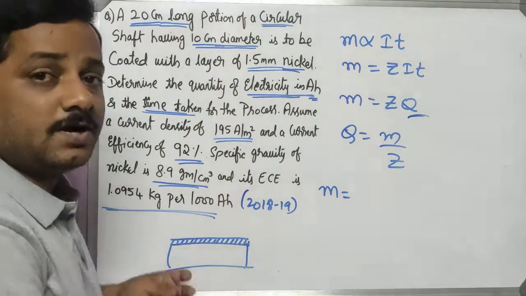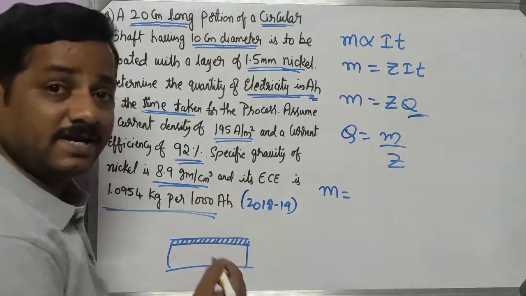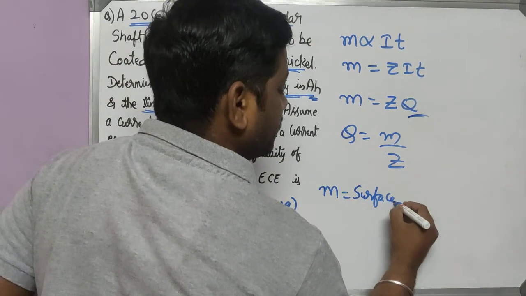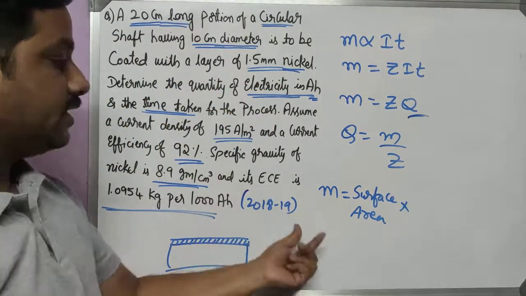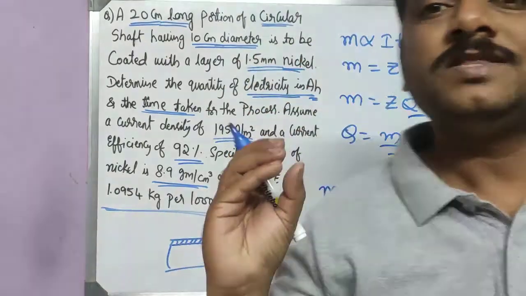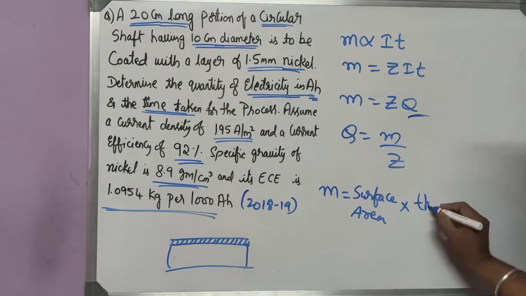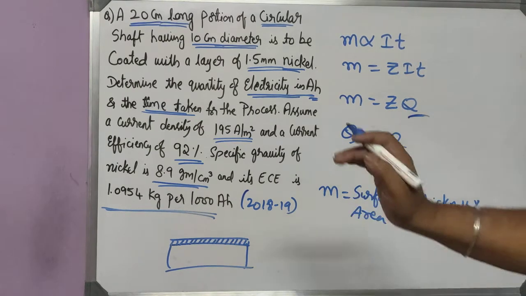So what is the surface area? How to get the area of a circular shaft? Area of a circular shaft can be given as pi dl. So first let me write the formula. Surface area of a shaft on which we need to get that layer, into, what about the thickness? How much thickness of layer do we want? That is another part. So thickness of the layer, into the thickness we got.